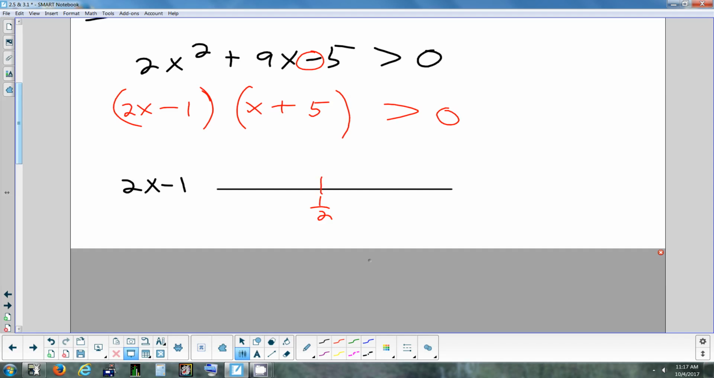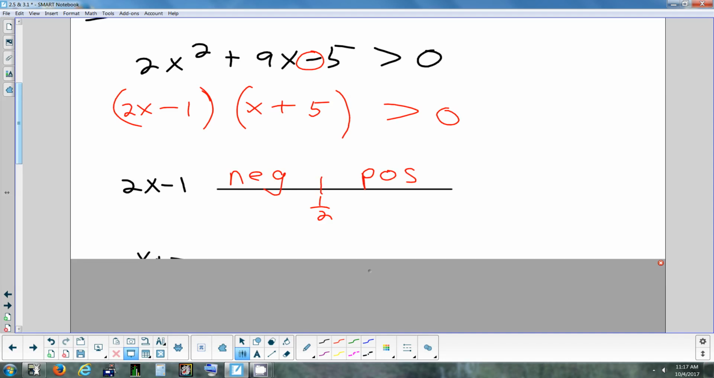Now, what if you plug in numbers smaller than a half? Pick anything you want smaller than a half, like negative 10. What kind of answer would you get, just in the first factor? You would get a negative. Now, what if you plug in something bigger than a half, like 20? If you plug in a number bigger than a half, you would get a positive result. Okay, let's do the same thing again.